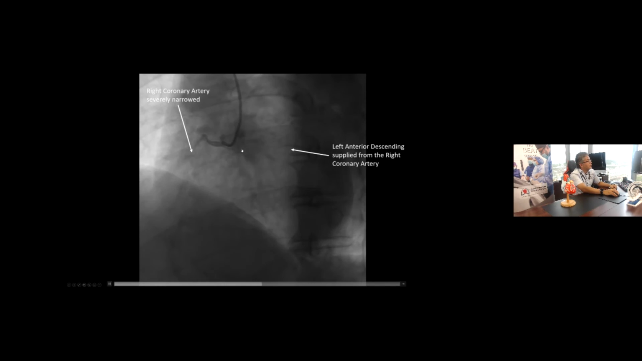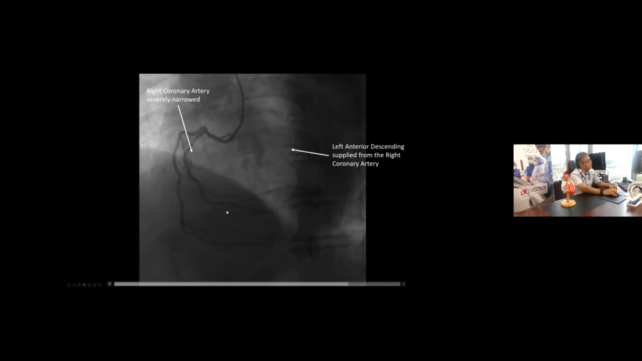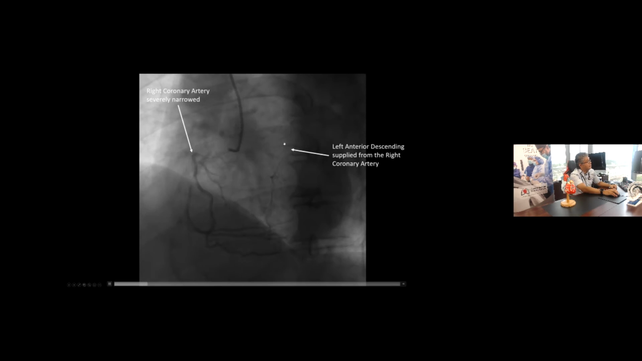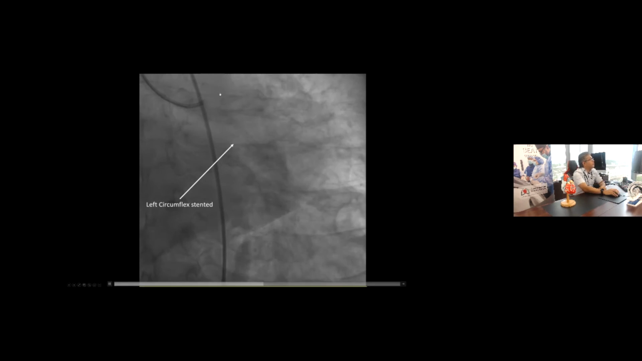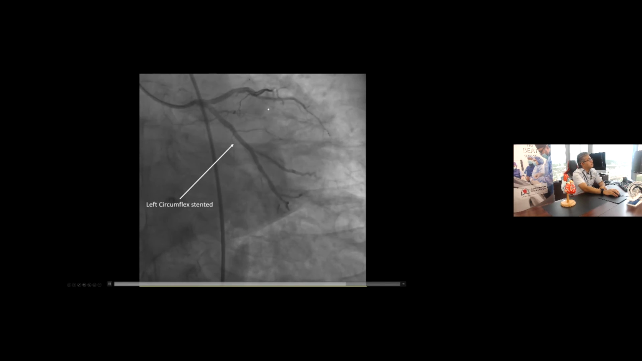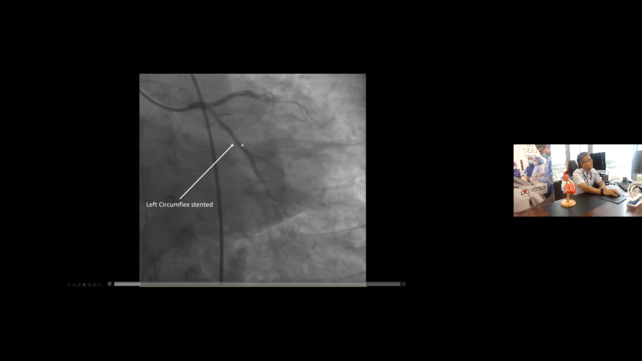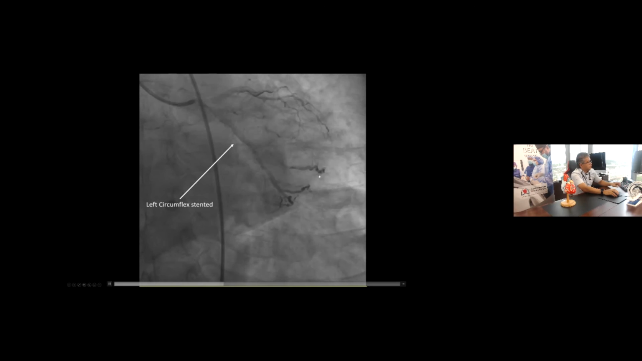So this one on the right not only is sending blood to the right hand side, it's also sending blood to the front of the heart. And now that it has a bad narrowing here, he's getting worse chest pain. So we managed to fix everything, managed to open up the one that was blocked, fix the one behind that was severely narrowed.